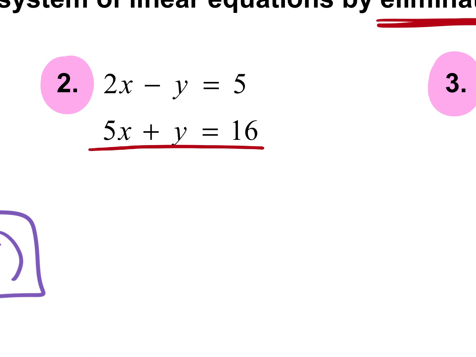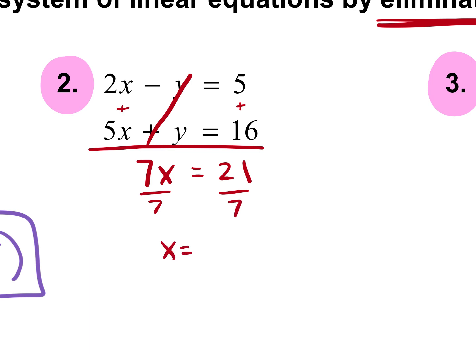So I'm going to combine my like terms now. What's 2x plus 5x? 7x. What happens to the y's? They cancel. And what's 5 plus 16? 21. How would I solve for x? Divide by 7. Divide both sides by 7. So what does x equal? 3. Perfect. So x is 3. How do I find y?